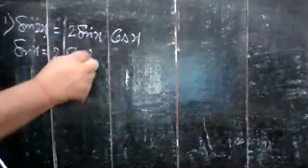Okay. In the same way, if you are talking about sin x, so half of x is what? x by 2. So you can write sin x is equal to 2 sin x by 2 cos of x by 2.